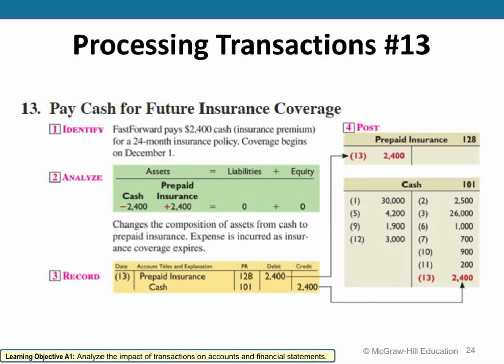Now, if we pay cash for future insurance of $2,400, we're going to have $2,400 as our credit to cash. That posts on the right-hand side, decreasing the amount of cash, because we're not using the insurance yet. We're actually going to consider this as an asset, post it on the left-hand side, and create a T account and call it prepaid insurance. So we're going to have $2,400 listed as our debit, posted to the left-hand side and increasing in debits.